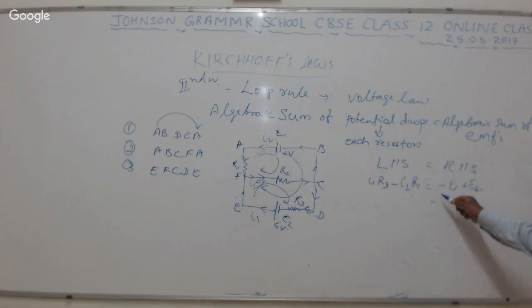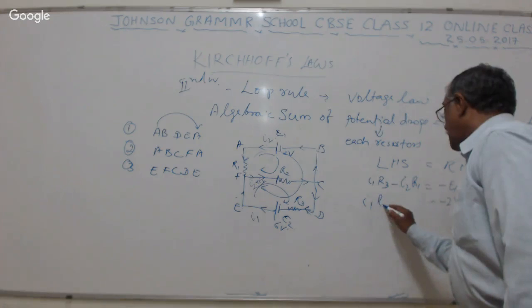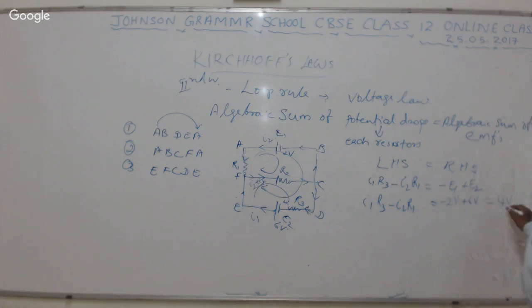So this E1 we have assumed is 2 volt, and minus 2 plus 6 volt gives 4 volt. Right. So we can say I1 R3 minus I2 R1 is equal to 4 volt. So this is one equation.